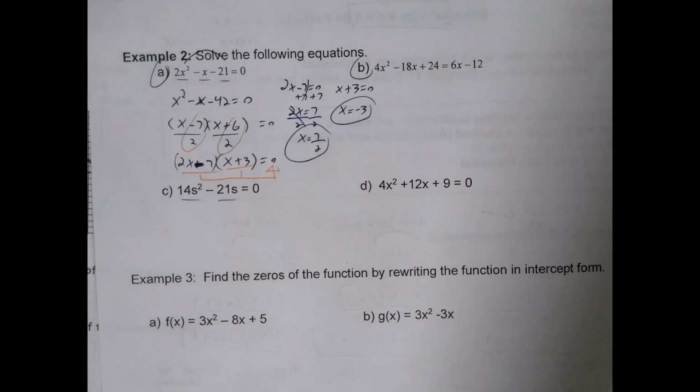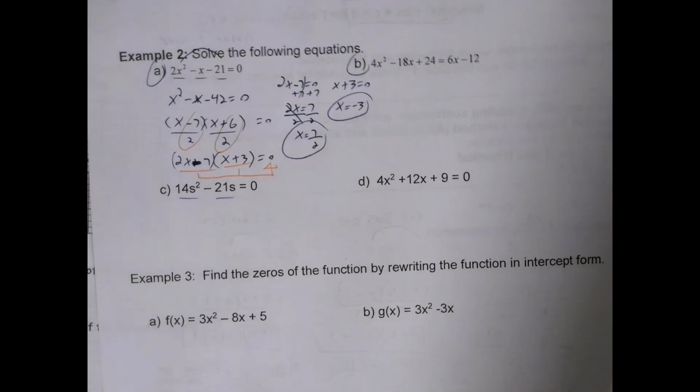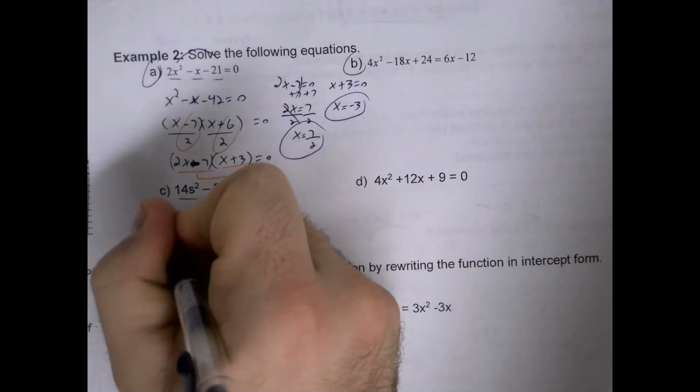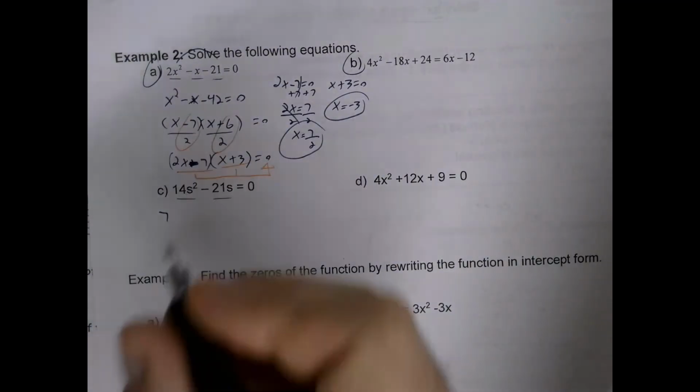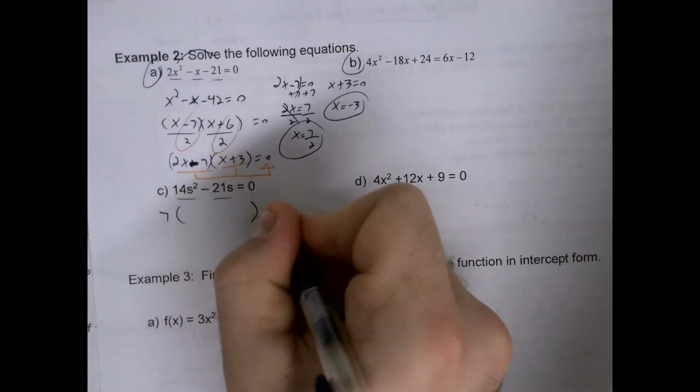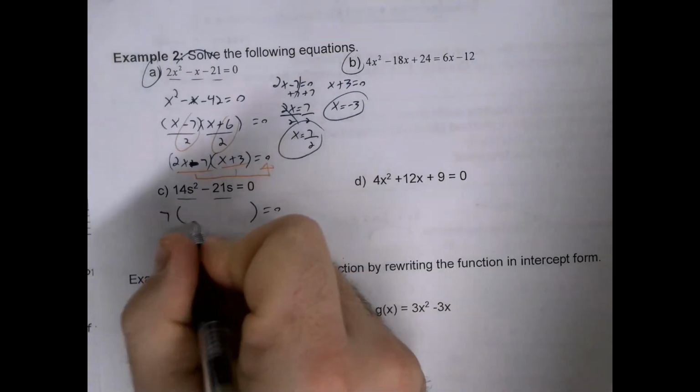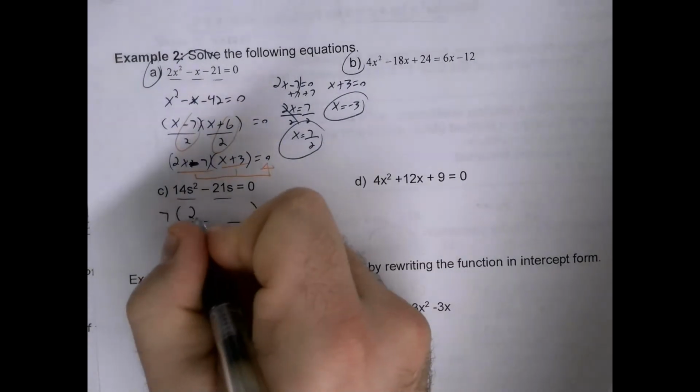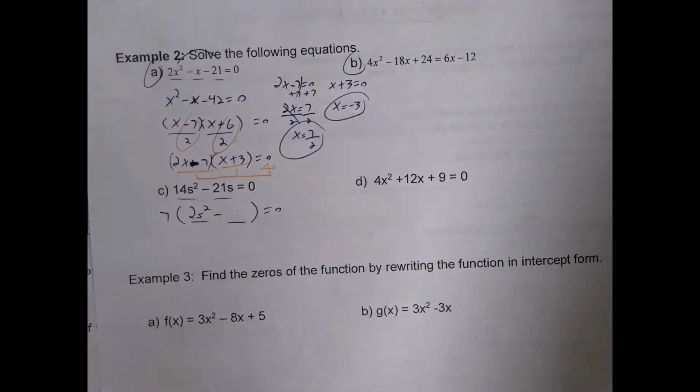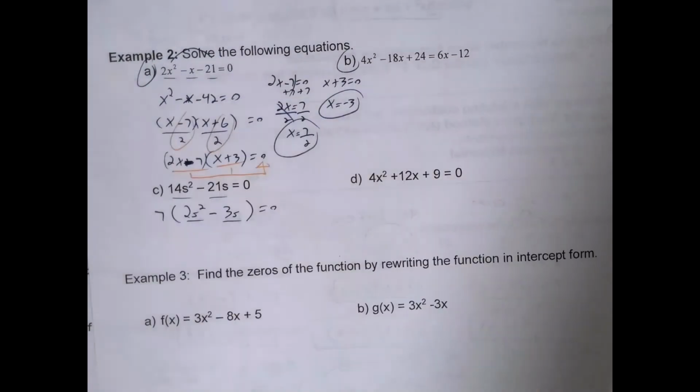Is there a GCF on the left side? 7. Pull 7 out front. Okay. All right, help me out here. What's the inside going to be? 2s squared minus 3s. Very good.